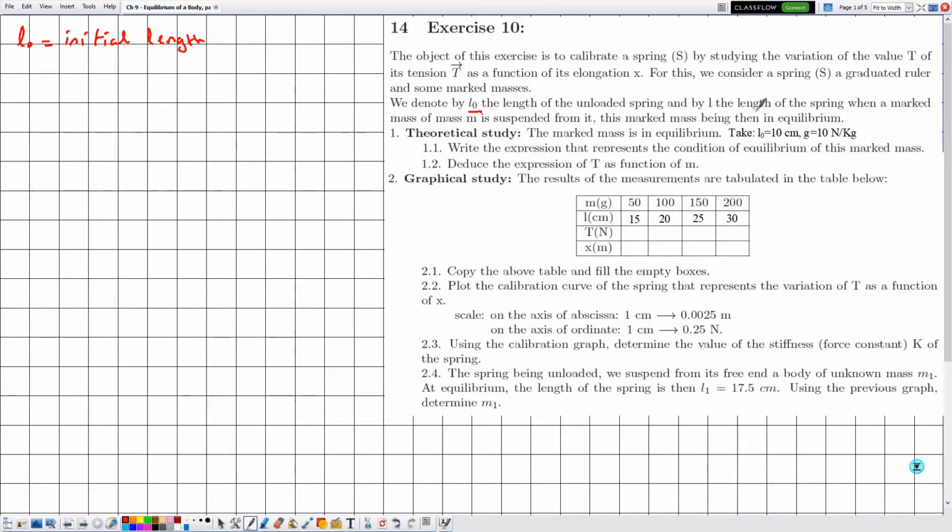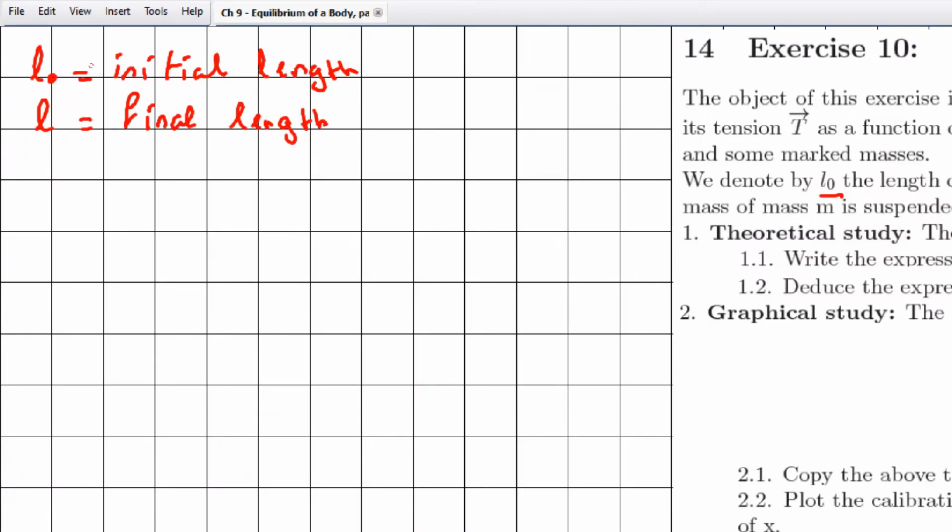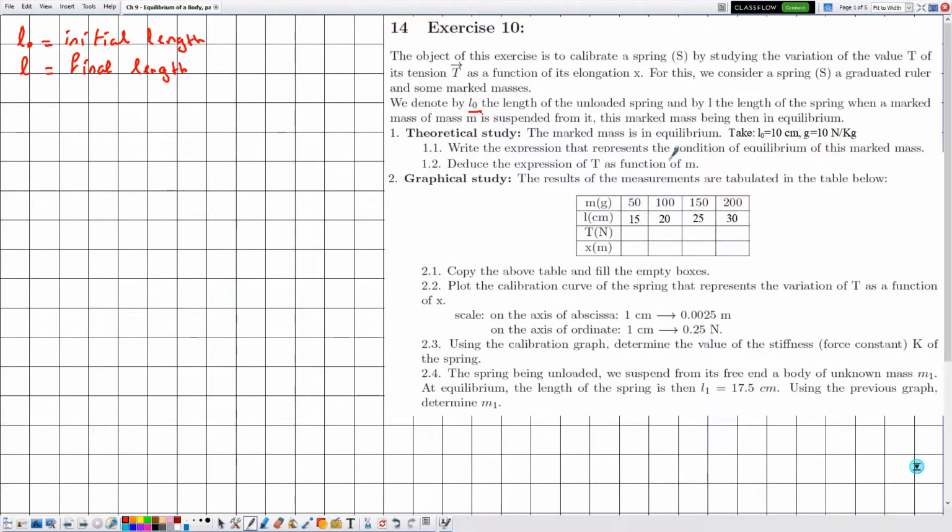And by L the length of the spring when a marked mass of mass M is suspended from it. Then L is the final length. Once we specify the initial length and the final length, the elongation can be calculated: x is equal to L minus L0. This marked mass being in equilibrium, at any moment in this exercise we can use the condition of equilibrium. Theoretical study: the marked mass is in equilibrium.